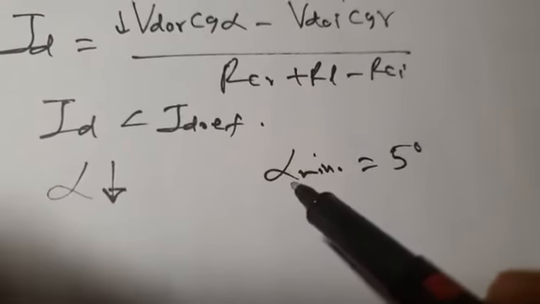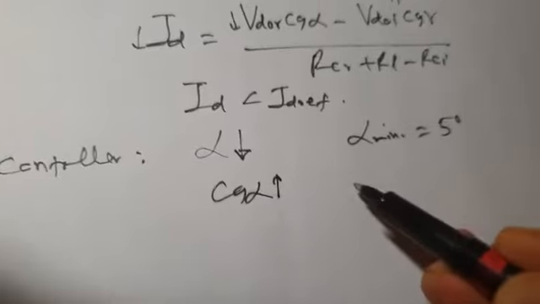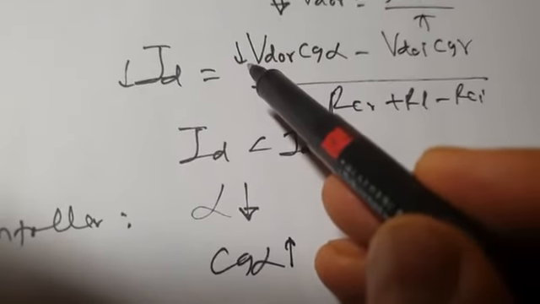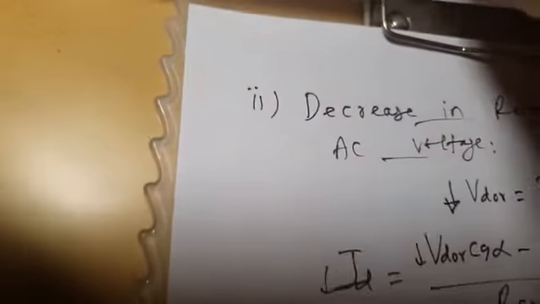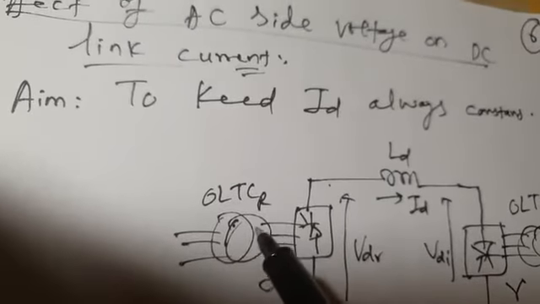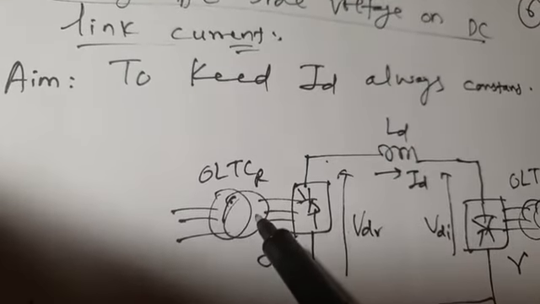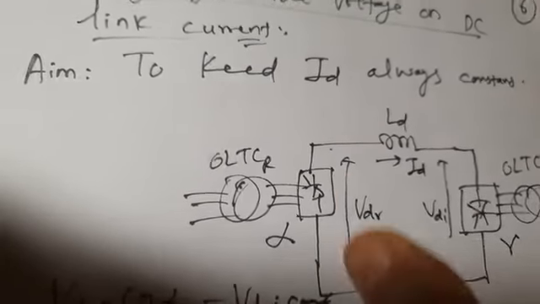Let us suppose it has already taken alpha to 5 degrees, but this cos alpha will increase. But let us suppose the decrease in VDOR is still greater than the increase in cos alpha. So ID is still less than ID ref. ID has increased, but it is still less than ID ref. Now what will happen? The rectifier side on-line tap changing will operate. When it operates, it increases the tapping of the transformer, so that the voltage, where the dip had already taken place, on the AC side will increase.